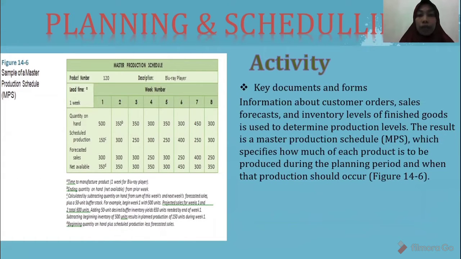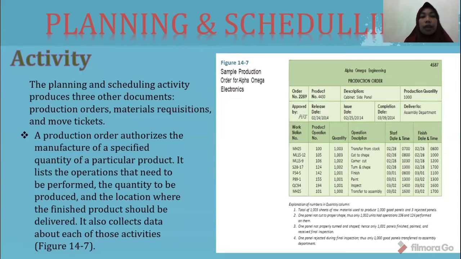Key documents and forms with information about customer orders, sales forecast, and inventory level of finished goods are used to determine production level. The result is a master production schedule, which specifies how much of each product is to be produced during the planning period and when that production should occur. The planning and scheduling activity produces three other documents: production order, material requisition, and move ticket.